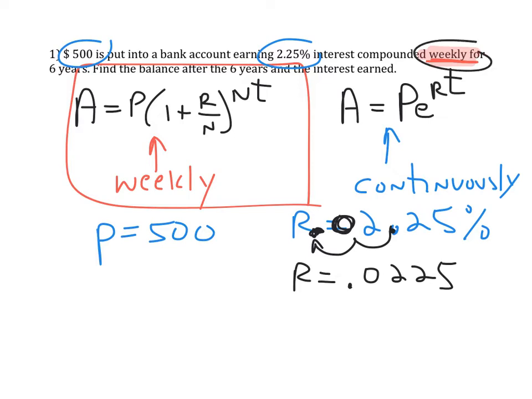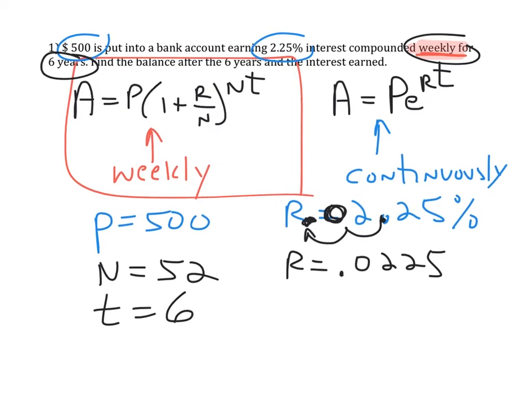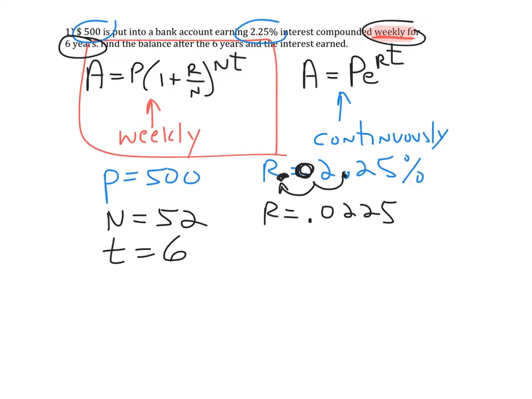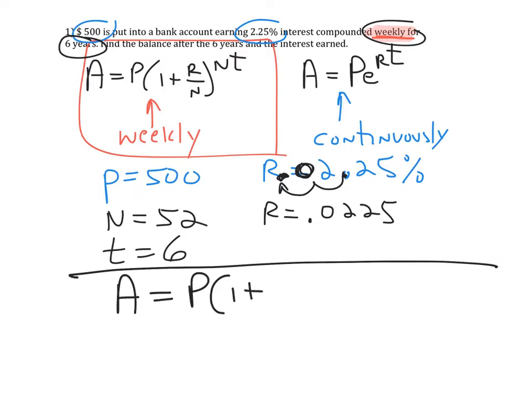Weekly tells you your N value is going to be 52. Remember, N is the number of times per year your account gets interest, and T is the time in years, which in this case is 6. So we're going to plug those values back into interest formula 1 to get our balance. So I'll write out the formula again. A equals P times (1 plus R over N) raised to the N times T power.